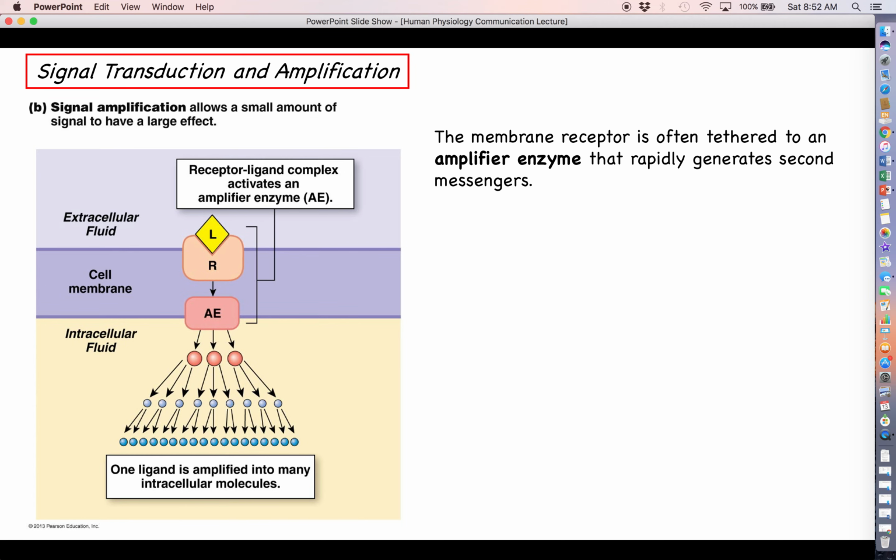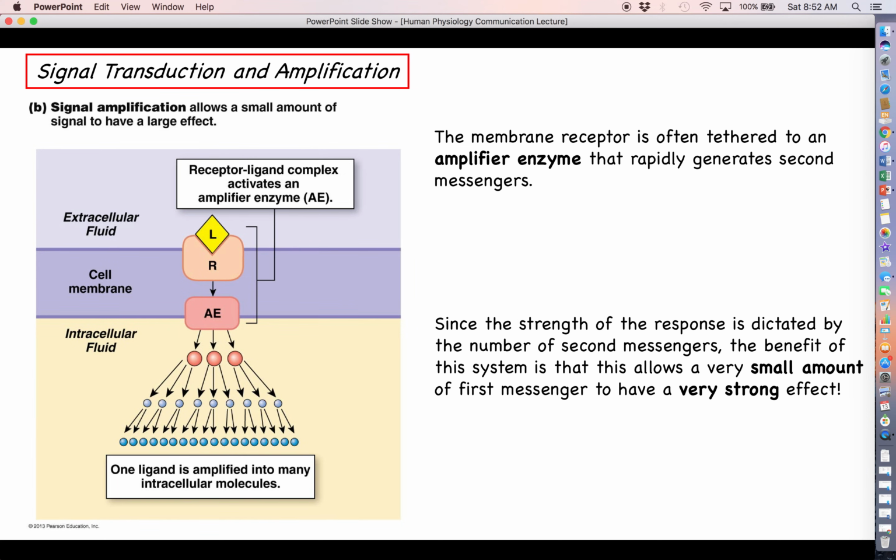So this picture is a little bit better in terms of appreciating how those second messengers get made. Here you can actually see how the transducer or receptor, after it binds to the ligand or first messenger, is somehow functionally connected to an amplifier enzyme which will rapidly produce those second messengers. And you can see over time how many different second messengers get produced, all from one ligand molecule. So one ligand can produce hundreds, thousands, if not millions of individual second messenger molecules.